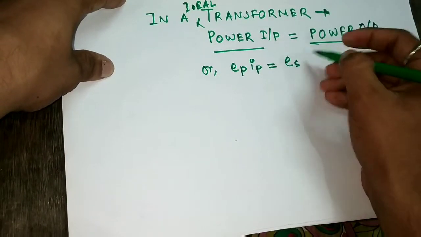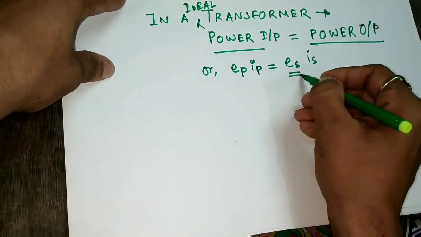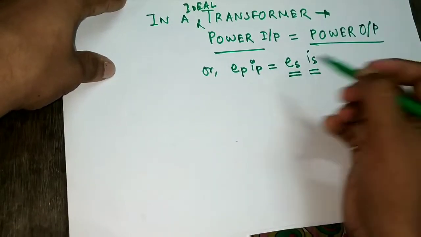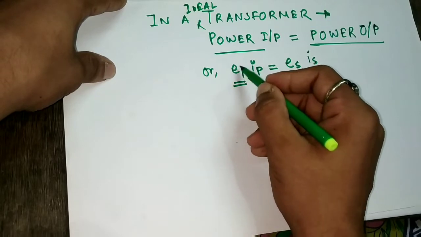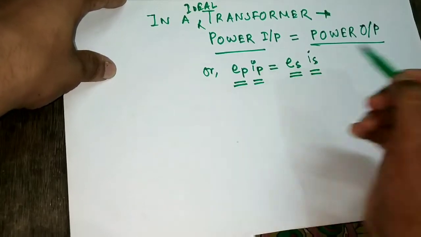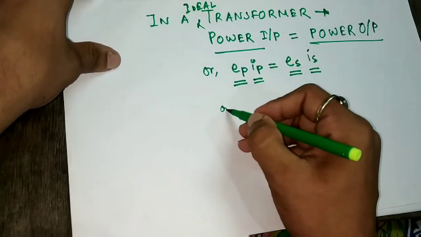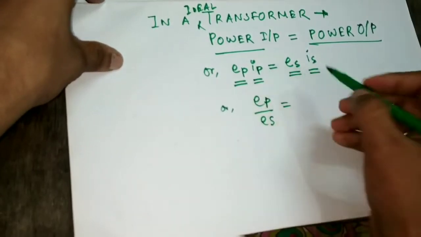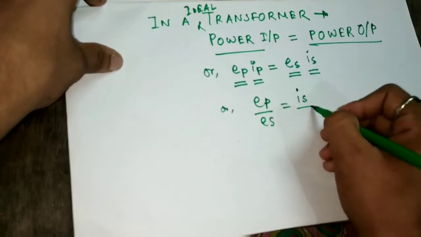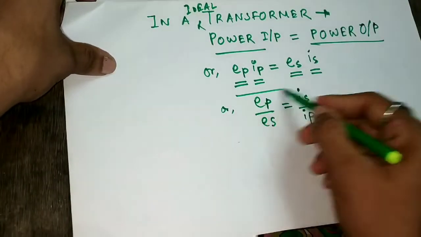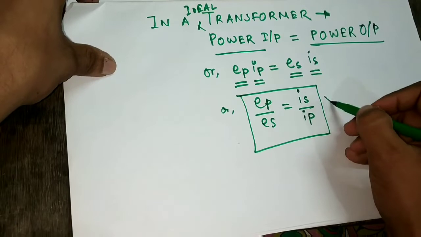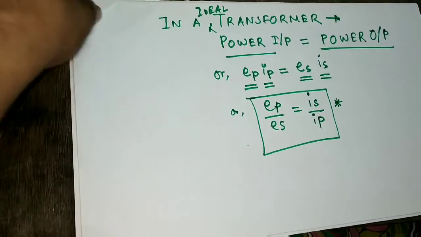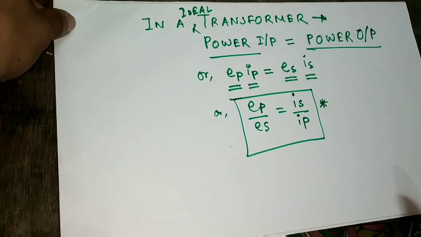that is, the induced EMF in the secondary side and the current in the secondary side, times the induced primary voltage and induced current. That is, EP/ES is IS/IP. This is a very important equation for the ideal transformers.